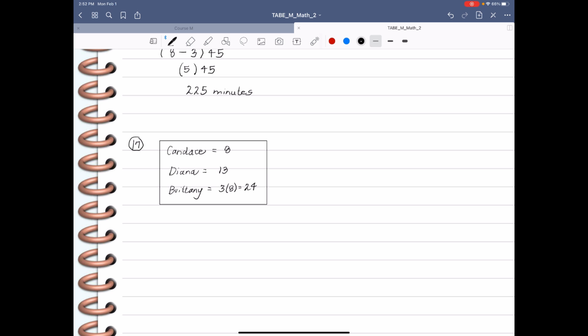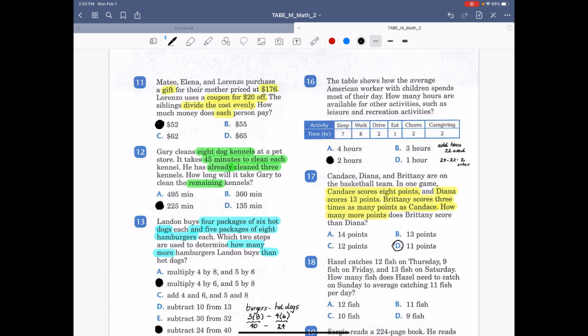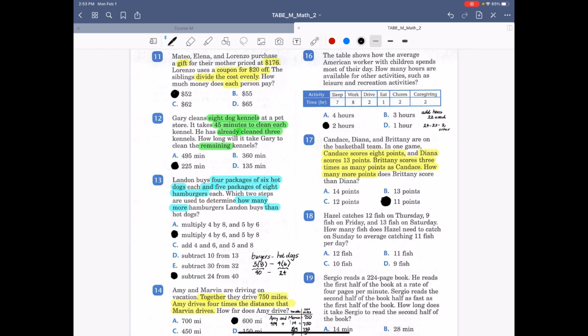Now the question is, how many more points does Brittany score than Diana? How many more is a subtraction word or phrase. So we want to subtract those 2. Brittany is 24, Diana is 13, and the difference there is 11 points. So number 17, I'm going to go with 11. For me, this is a reading question as much as it is a math question. You really have to pay attention to what they're saying.